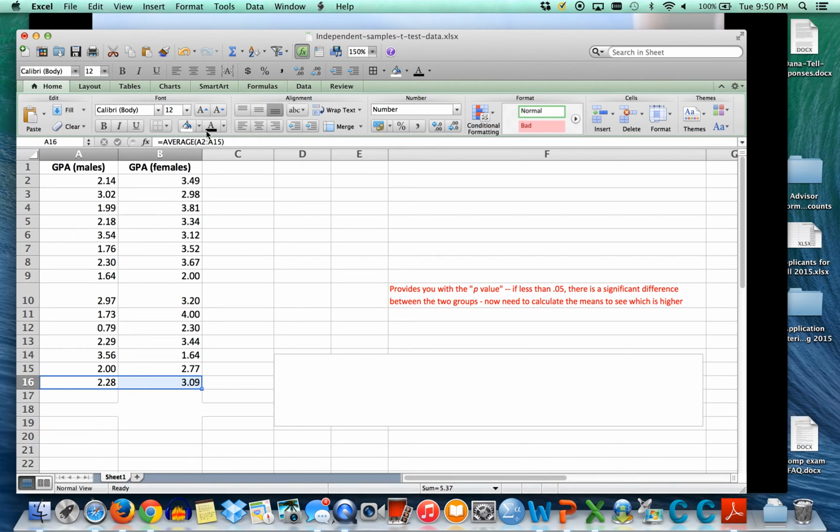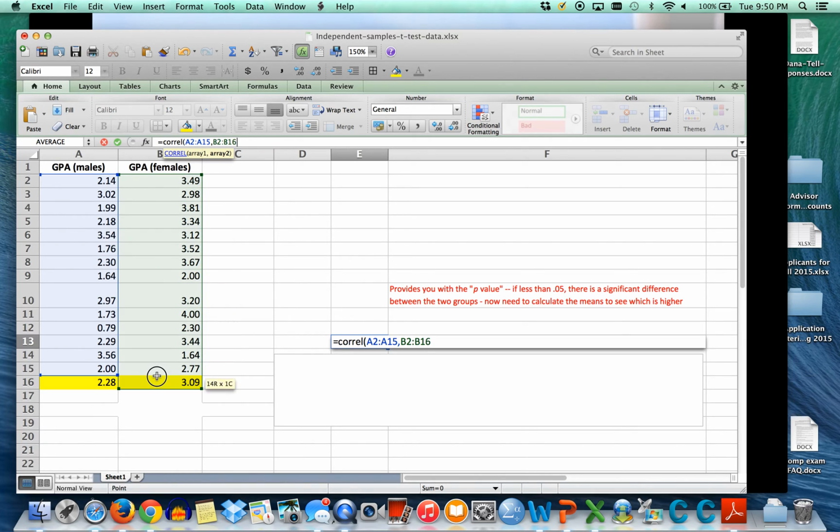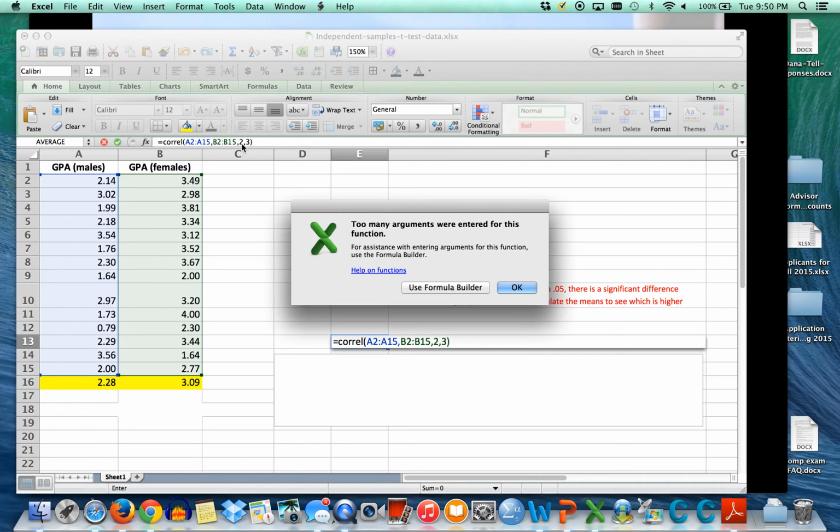And then I'm just going to highlight these so we know that these are the average GPAs for both of these groups. Now let's put in the formula to calculate a t-test, which is going to be equals CORREL, open parentheses. This is my first array. I'm going to do a comma. Then my second array, whoops, comma, the number 2, comma, the number 3, close parentheses, enter.